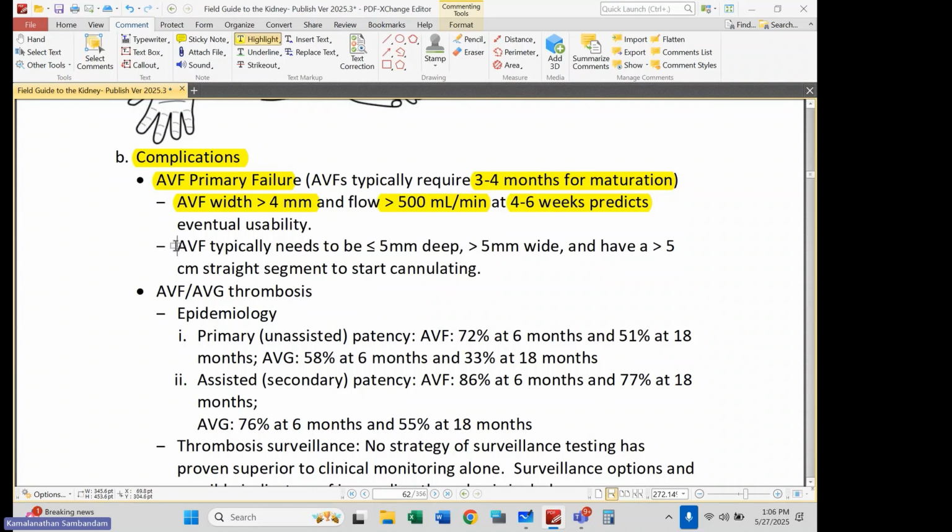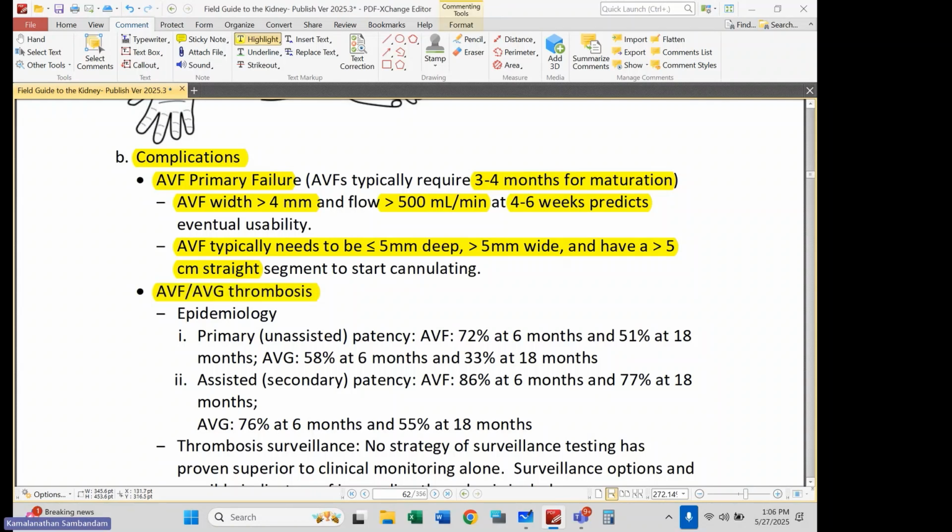And that may also correlate with this physical exam assessment, where if I see a fistula that is less than 5 millimeters deep, is at least 5 millimeters wide, and has at least 5 centimeters of length to work with, then that may be ready to cannulate.